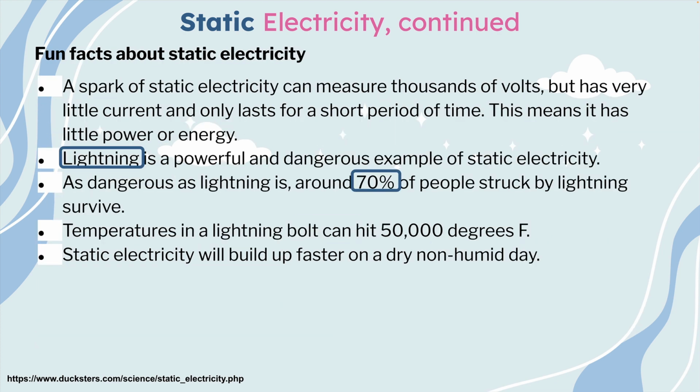Fun facts about static electricity. A spark of static electricity can measure thousands of volts, but has very little current and only lasts for a short period of time. This means it has little power or energy. Lightning is a powerful and dangerous example of static electricity. As dangerous as lightning is, around 70% of people struck by lightning survive. Temperatures in a lightning bolt can hit 50,000 degrees Fahrenheit. Static electricity will build up faster on a dry, non-humid day.